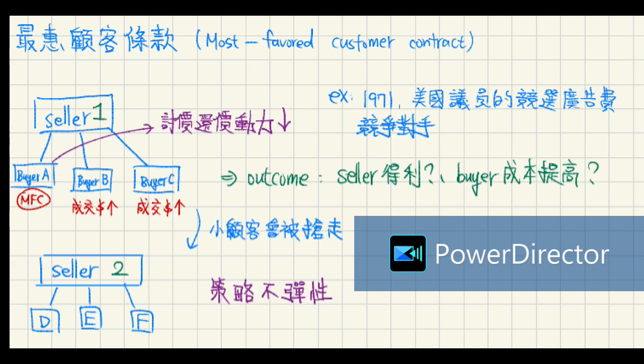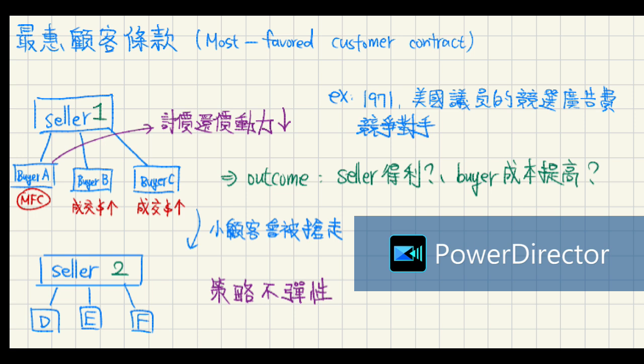And that is, the seller needs to sell at a high price to buyer B and buyer C, because if he sells at a very cheap price to buyer B, then buyer A can also get merchandise at that price. So yes, for seller 1, he would like to sell at a higher price to buyer B and buyer C.